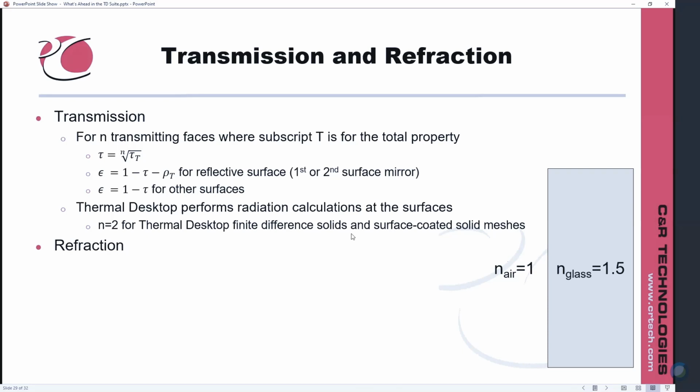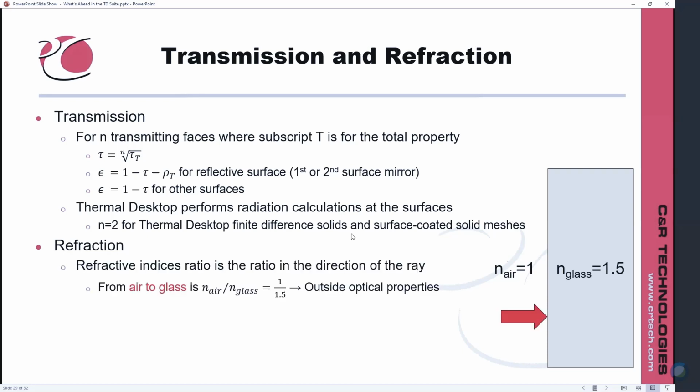There we go. We'll move on to refraction. For here, I have a refraction index for air is 1. Refraction index of glass is going to be 1.5. So I have to look at the refractive indices ratio. That's the value we have in our optical properties, is the ratio in the direction of the ray. So going from air to glass, it's in air divided by in glass, which would be 1 over 1.5. And I'm going to assign that to the outside properties of my object.